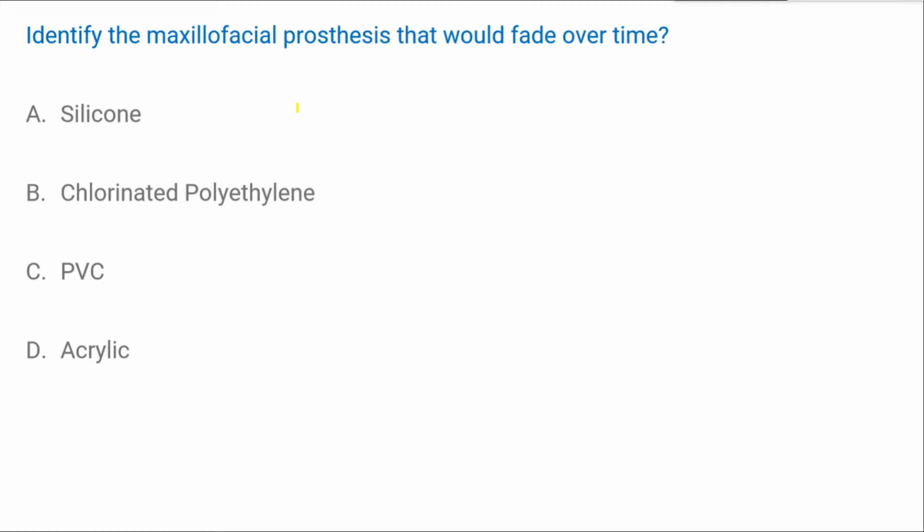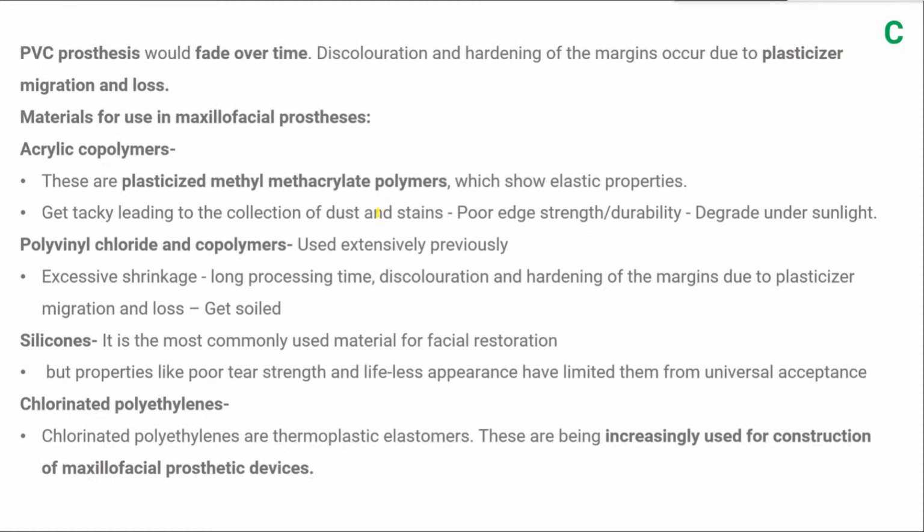This is one of the other tricky questions that came up. Identify the material. These are the supposed options. We'll discuss each material per se and then derive the answer. The correct answer would be polyvinyl chloride, but we'll discuss each option. First, acrylic. Acrylic is a good material when it comes to prostheses, but it's tacky, it will have staining and dust collection. One more thing, it is liable to light and has poor strength and durability in the long run. That is the problem with acrylic.